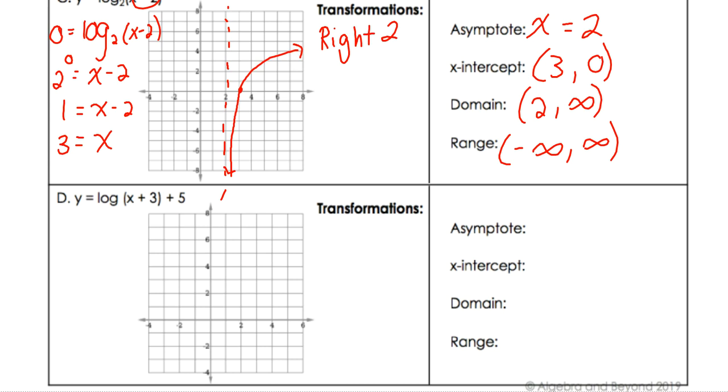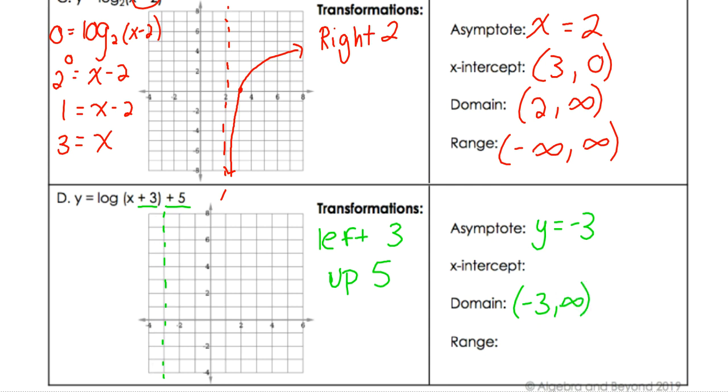All right, and then our final one based on transformations here, I can see 2 transformations going on. We've got a shift left or a translation left 3. And then we also have a translation vertically going up 5 because of that plus 5. All right, so that shift left 3 tells me that my asymptote is now at negative 3. So I'm going to draw that on my graph here. That tells me my domain is now negative 3 to infinity. My range, of course, is negative infinity to positive infinity.